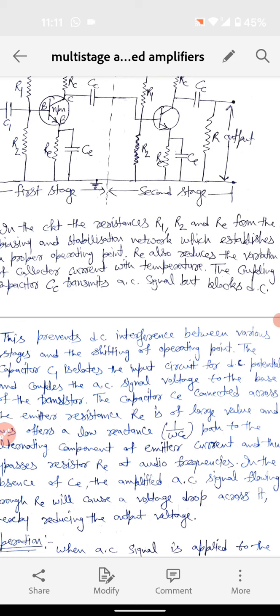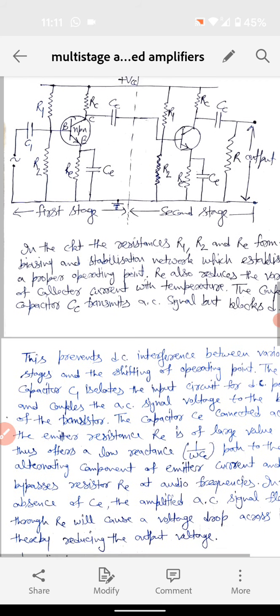Then we have the capacitor C1. What it does is isolate the input circuit for DC potentials and couple the AC signal voltage to the base of the transistor. Because what we are giving in the input is an AC signal. If there are any DC components, those components will get blocked by this capacitor, and only AC components will be fed to the base of the transistor.